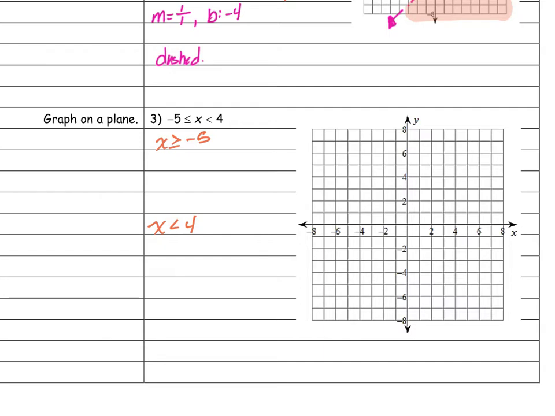So I have two inequalities. I can't put them in y equals mx plus b because there's no y. So that means this is a vertical line. I know it's a vertical line because there's no y in it. So the first one is at negative 5, and my line is going to be solid here. It's solid at negative 5. So I have a solid, if I can draw a straight line.